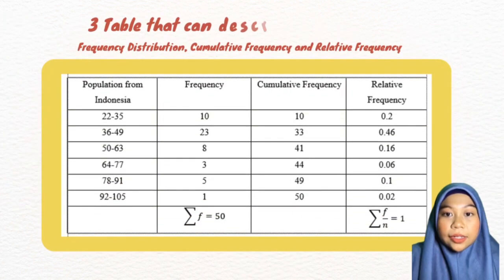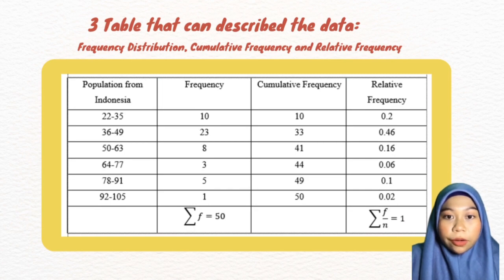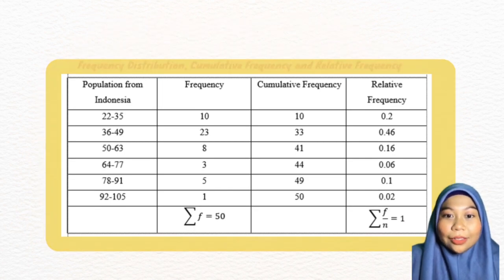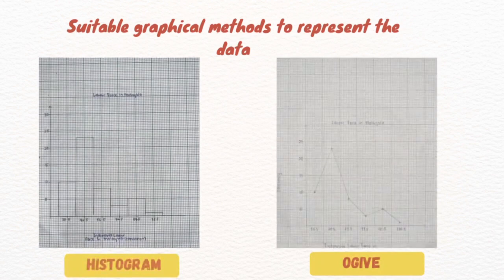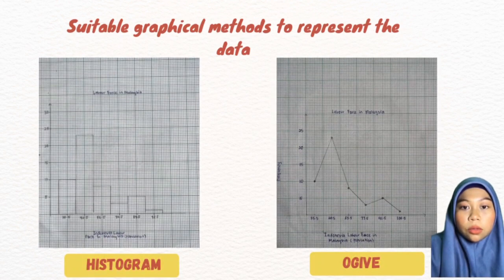Three tables can describe the data: we use frequency distribution, cumulative frequency and relative frequency. For suitable graphical methods to represent the data, we use a histogram graph and an ogive graph. For the histogram graph, we use frequency and midpoint to locate the points. Meanwhile, for the ogive graph, we use frequency and cumulative frequency to locate the data.